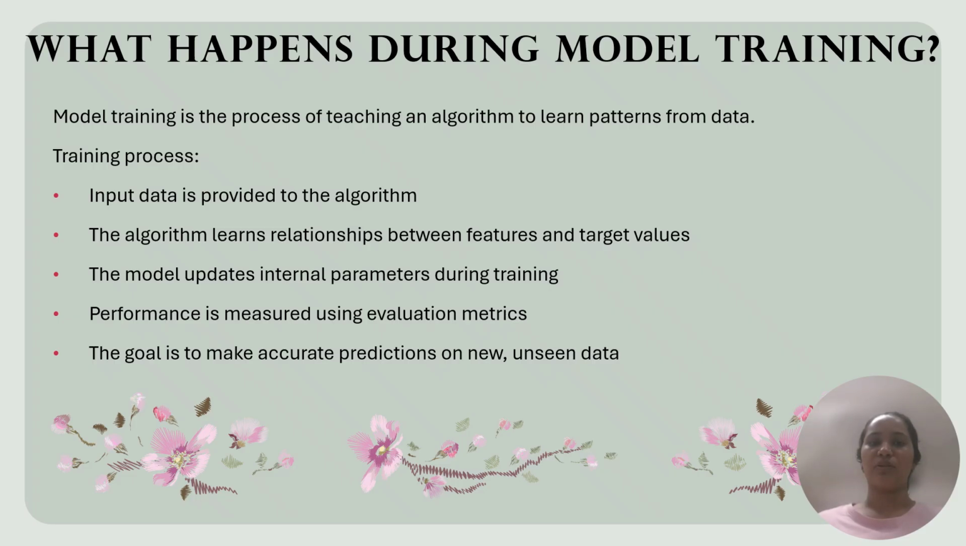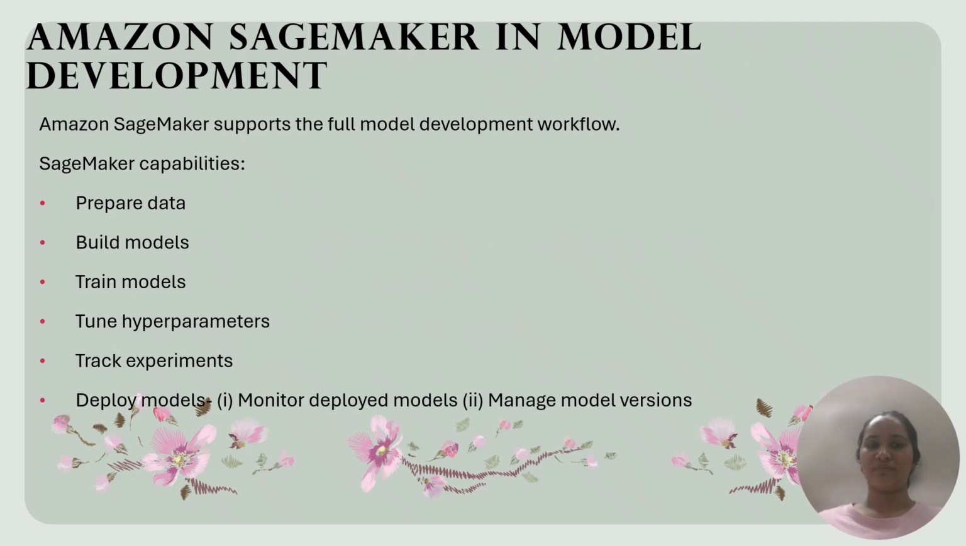The ultimate goal of model training is to create a model that can accurately predict outcomes on new, unseen data, making it useful for real-world applications. Now, let us understand how model training works. Let's look at the role of Amazon SageMaker in the model development process.